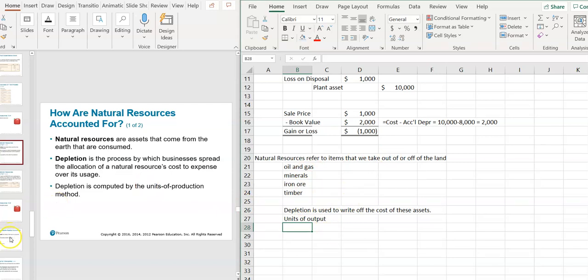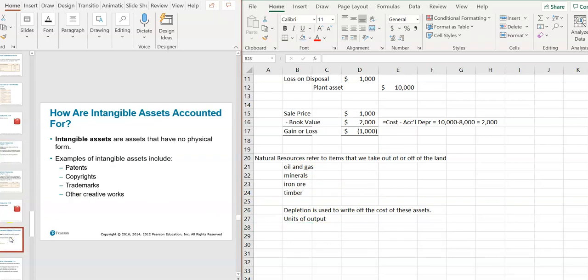All right, let's see what else is in here. Oh, we have a little bit on intangible assets. All right, intangible assets.